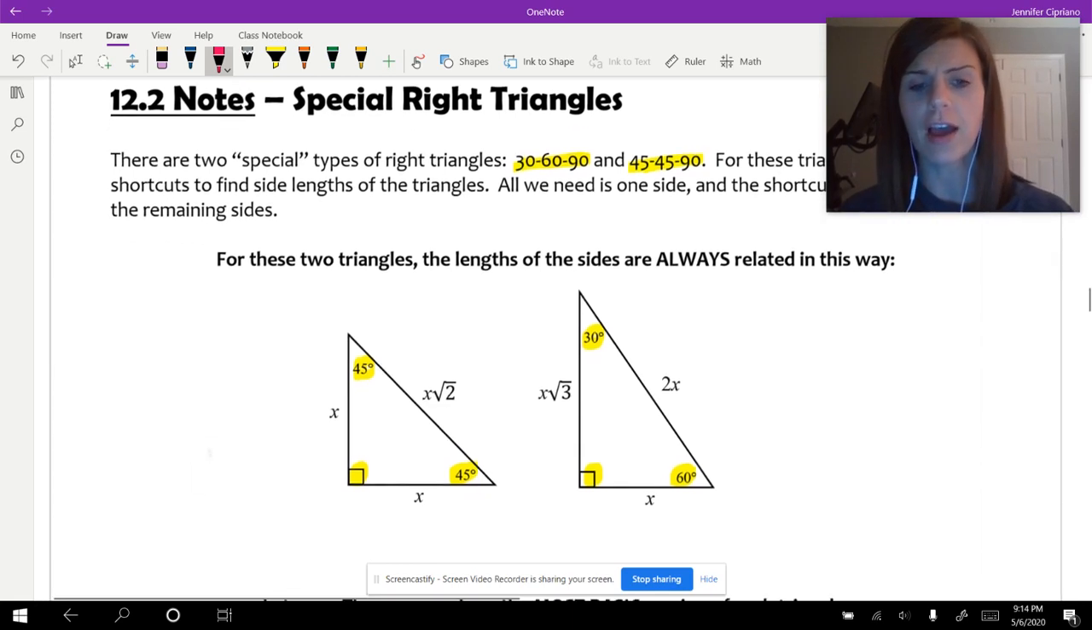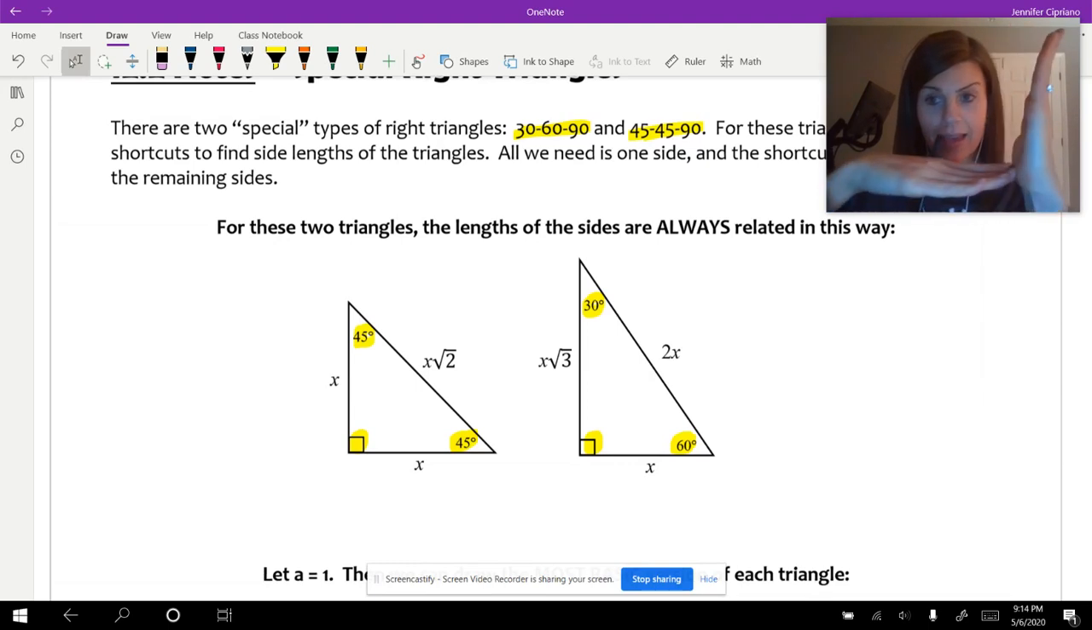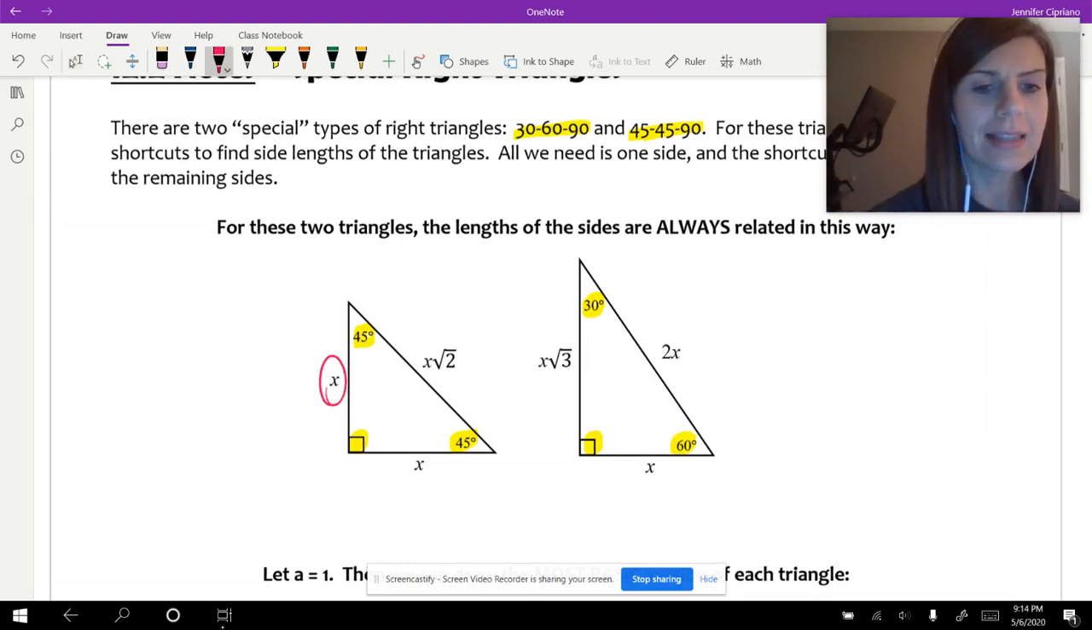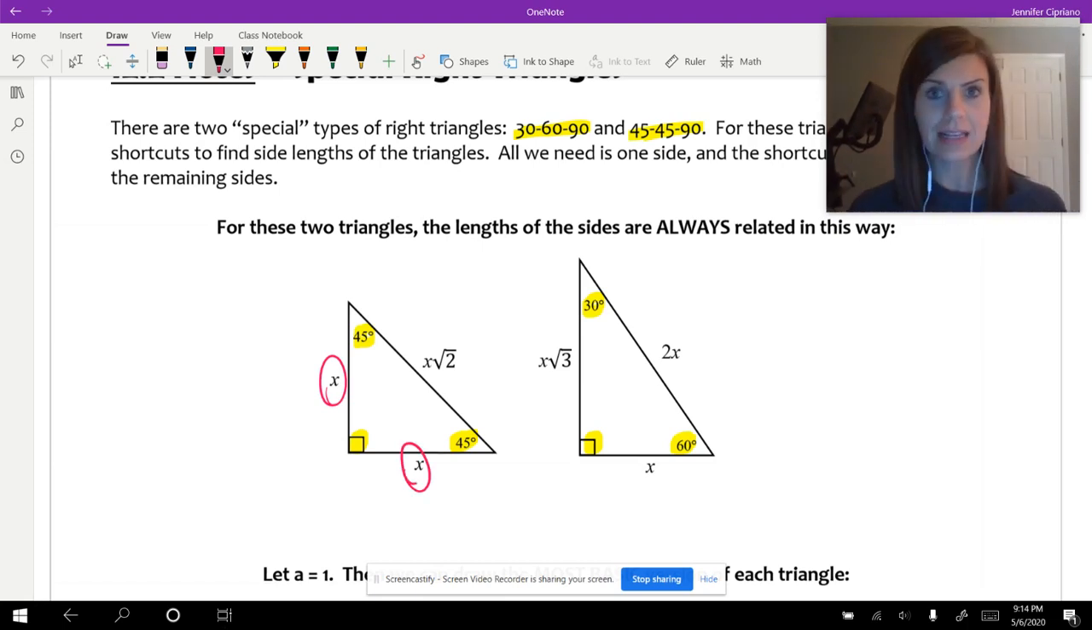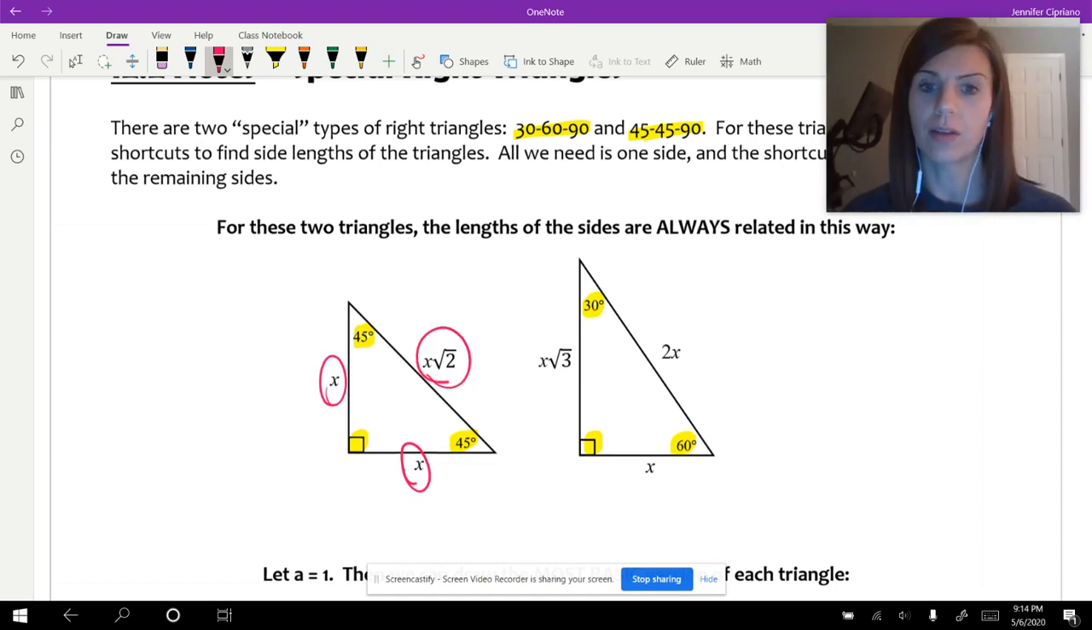So in a 45, 45, 90, the one on the left, the two legs, that make up the right angle, are always equal to each other. They're always the exact same measurement. And then the hypotenuse is always that measurement times the square root of 2. We're going to do some examples and apply these relationships in just a second.